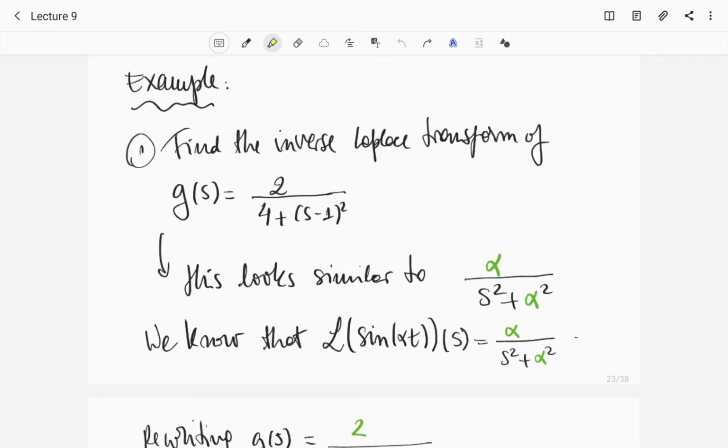Here we detect that this looks quite similar to something that we computed in the second part of the lecture, which is alpha over s squared plus alpha squared, and this was the Laplace transform of the function sine of alpha t. And here our alpha seems to be 2, but there is just a little detail, which is this minus 1.